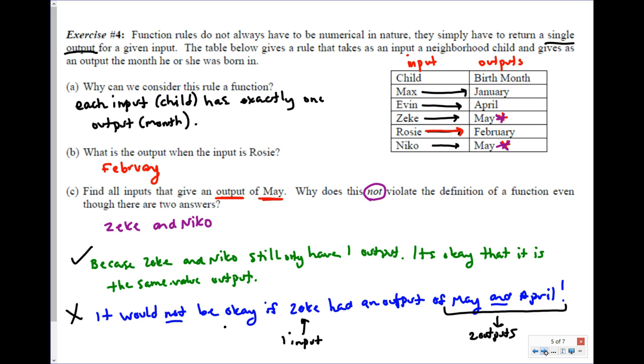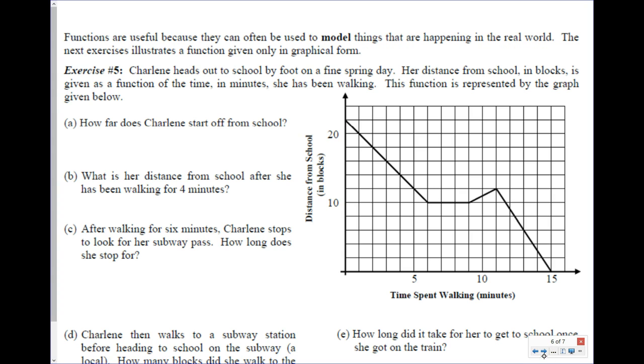So let's take a look at this graphically in a situation. This is the last problem of this lesson, and this is something that we're going to talk about a lot in this unit, about graphing an idea, modeling a situation, modeling a story with a graph. So this question illustrates something about modeling. Functions are useful because they can often be used to model things that are happening in the real world. The next exercise illustrates a function given only in graphical form. We have no equation, no table, no rule, we just have a graph that's a function. So we can look at this and answer a lot of questions and think a lot about this situation.